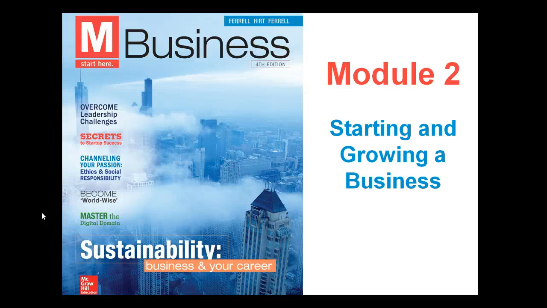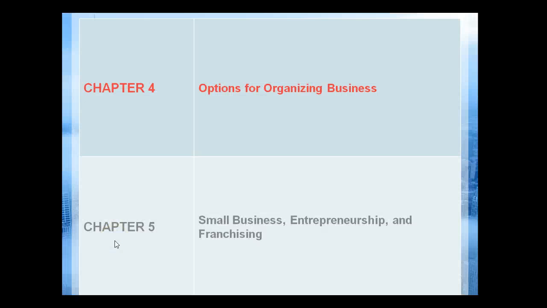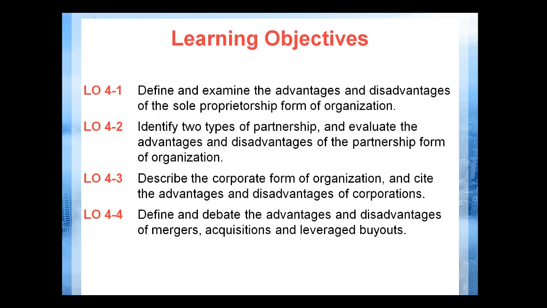Class, we are beginning our Module 2, Starting and Growing a Business. This module contains two chapters, Chapter 4 and Chapter 5. We'll begin with Chapter 4, Options for Organizing a Business. Our learning objectives for this chapter is to define and examine advantages and disadvantages of the sole proprietorship form of organization.